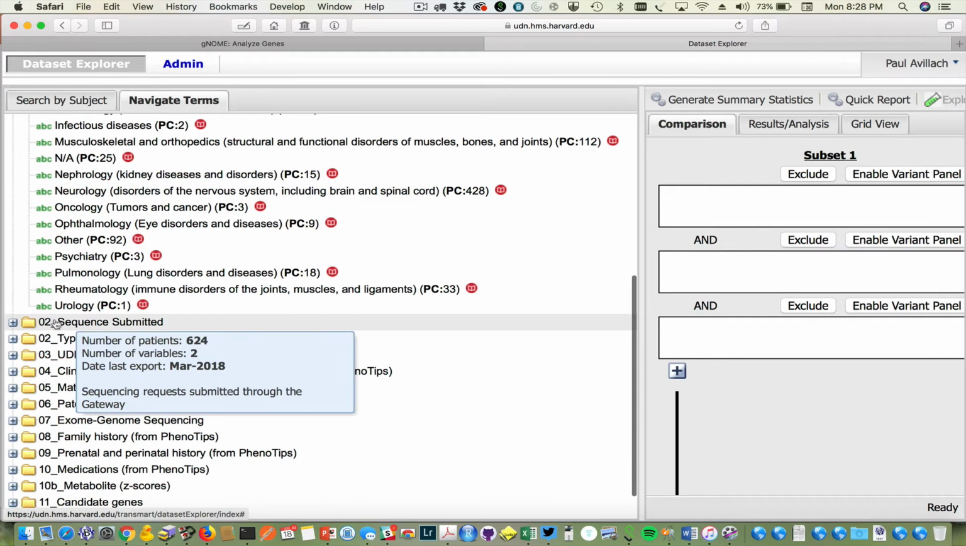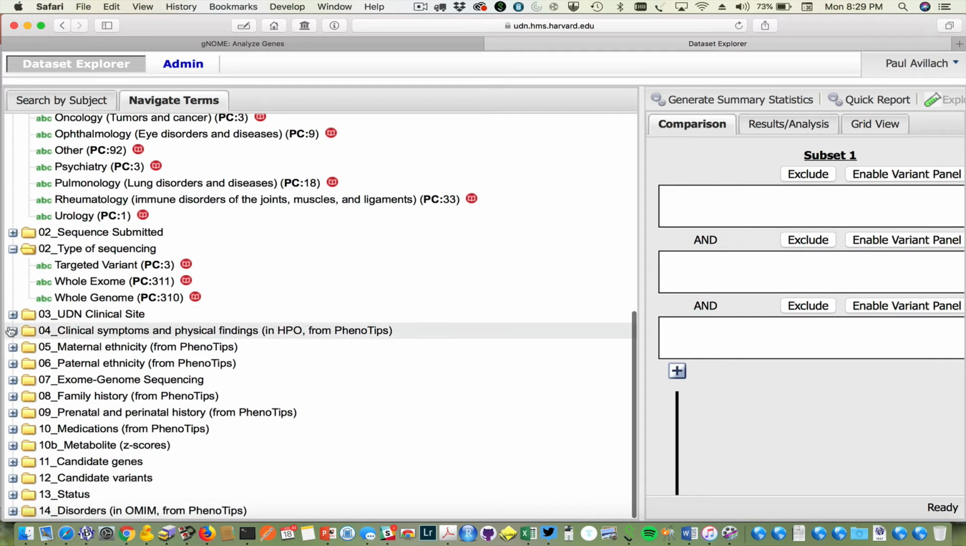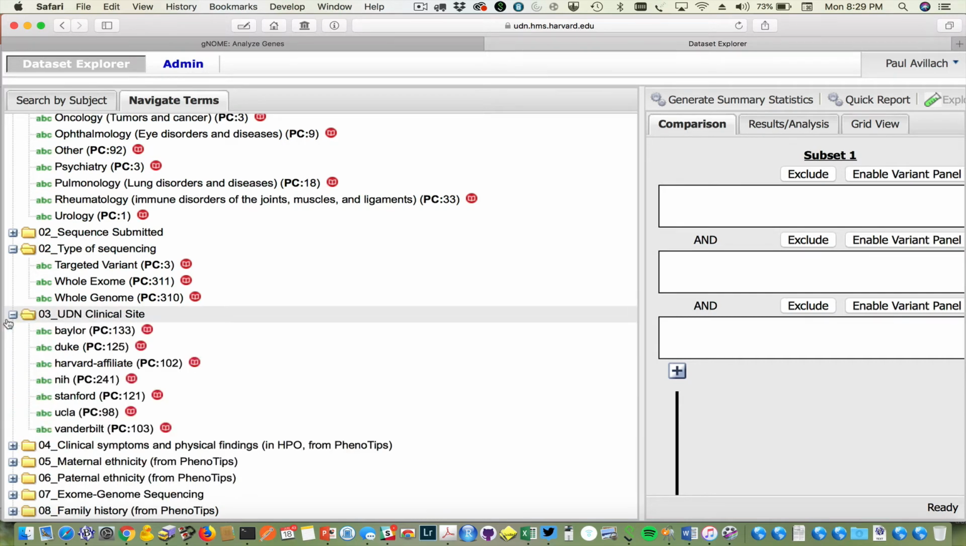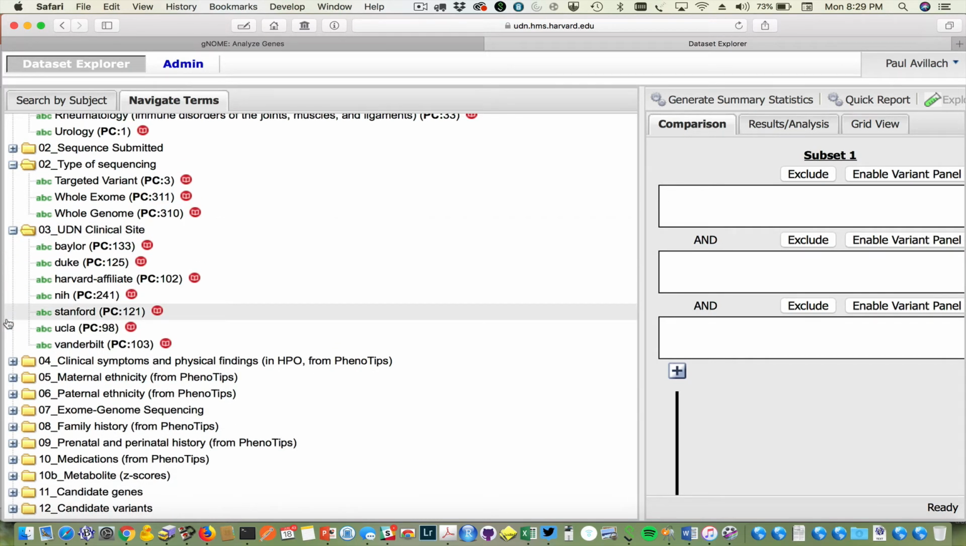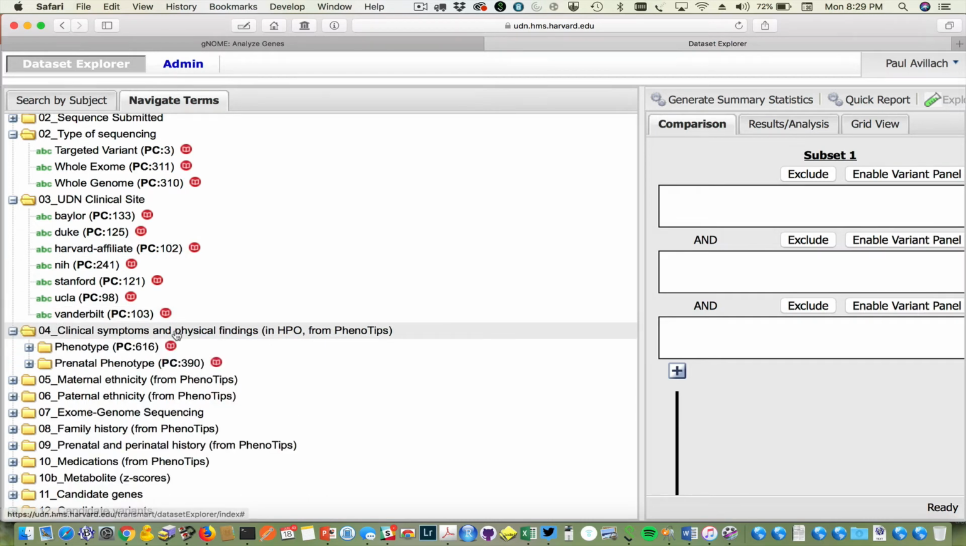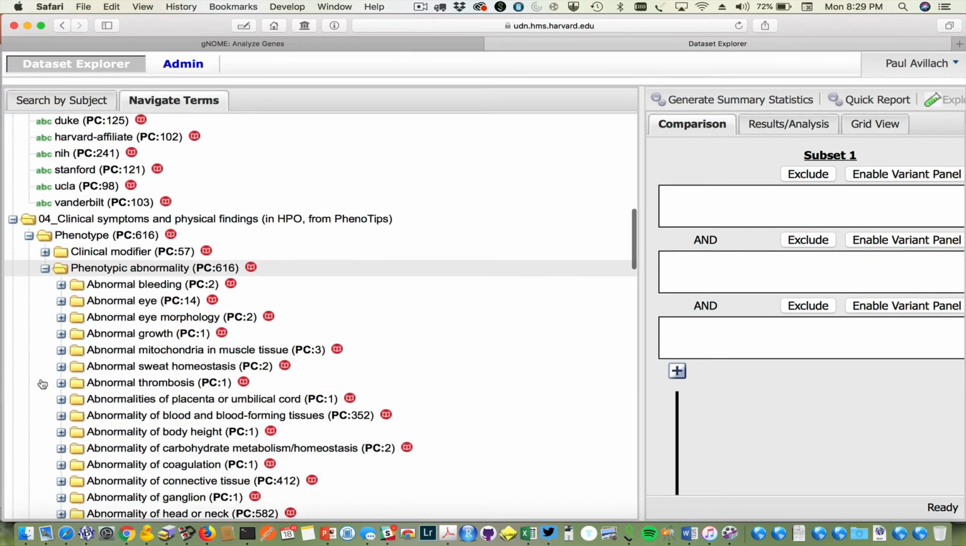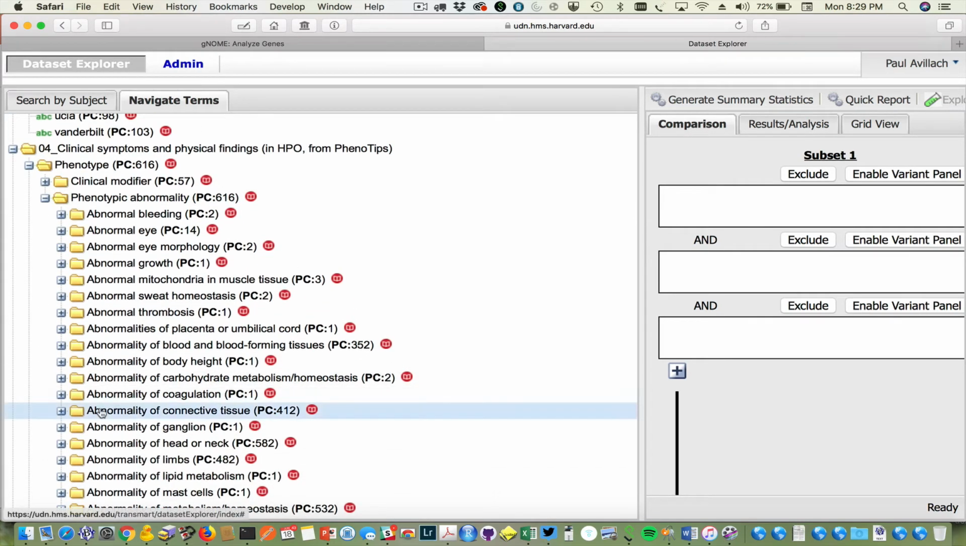Or I can look at the type of sequencing that has been submitted from all the different UDN clinical sites. Each yellow folder represents one layer of the pancake within this patient-centric information commons. Now looking at, for example, the clinical symptoms and physical findings, I can explore using the phenotypes collected with the HPO classification, going down to abnormality of the connective tissue: 412 patients, patient count.